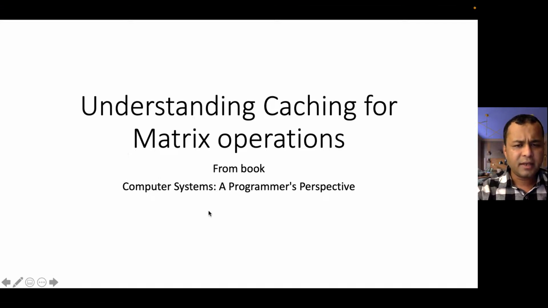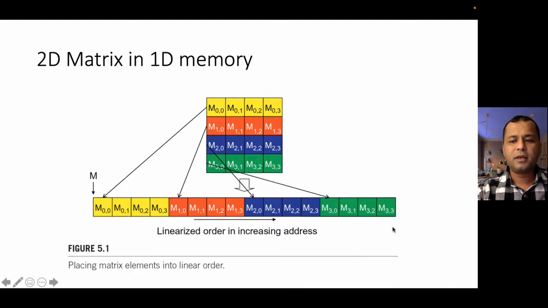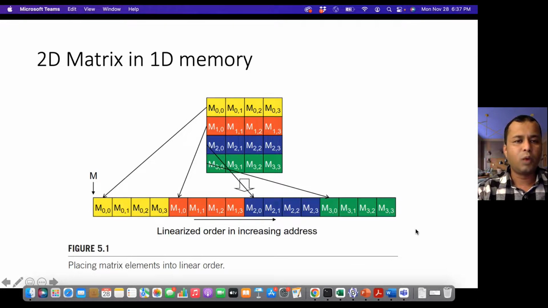All right, and some of the material is from a different book, so this is not the main course book. This has some material from Computer Systems: A Programmer's Perspective. All right, so let's get started. Problem one has to do with a matrix.